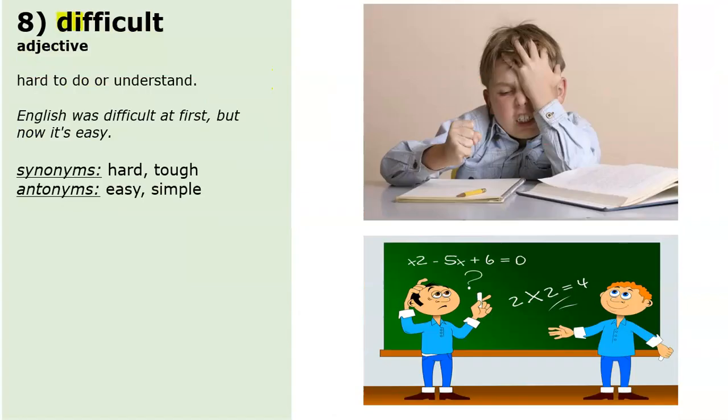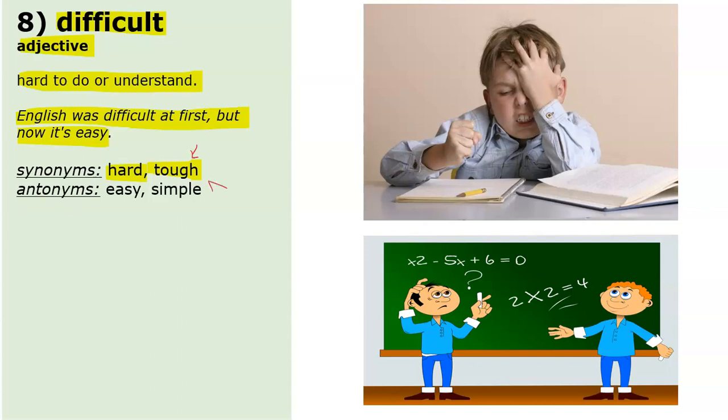Our next word is difficult. Difficult is an adjective and it means hard to do or understand. For example, English was difficult at first, but now it's easy. Of course, difficult also means hard, or you can use the word tough. I can say, my homework is tough, or English is a tough language.